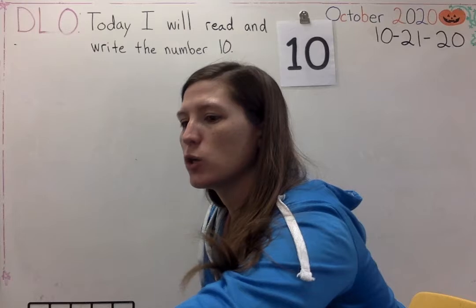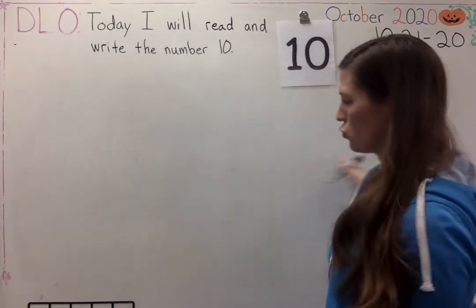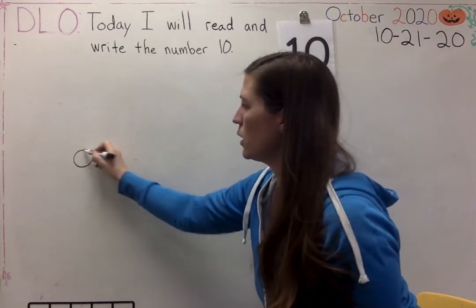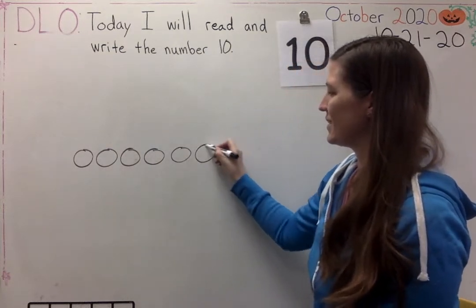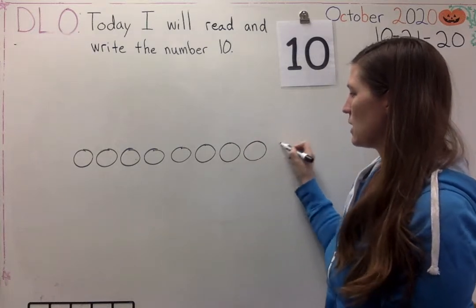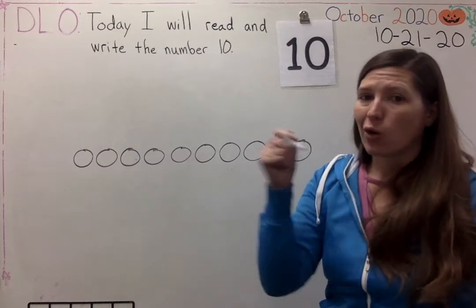Turn my page, make sure I get it. Oh, here we go. There's one that has clams that are in a straight line. 1, 2, 3, 4, 5, 6, 7, 8, 9, 10. Easiest strategy, cross them off.